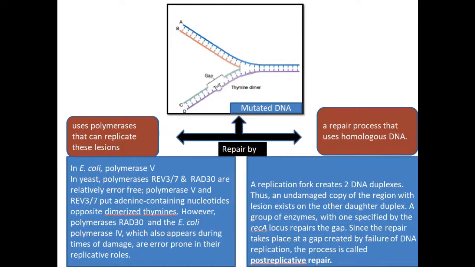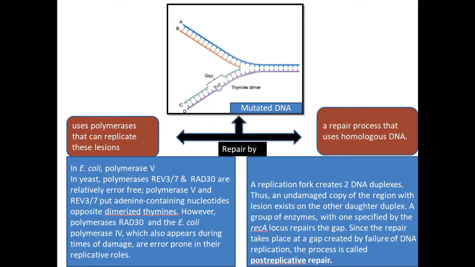Now, if E. coli encounters such a situation of having a thymine dimer along with the corresponding gap, two strategies can be adopted. One is that it can use a polymerase which can replicate even these lesions. In the coming daughter strands also, the lesions can be replicated. Such polymerases can be used. In E. coli, an example is polymerase 5, which can do that.